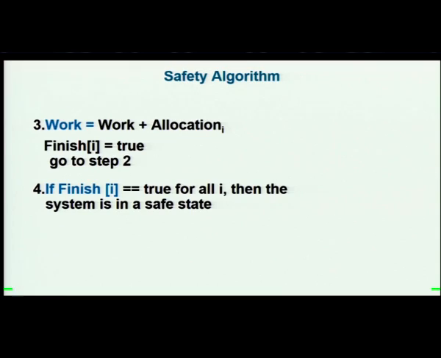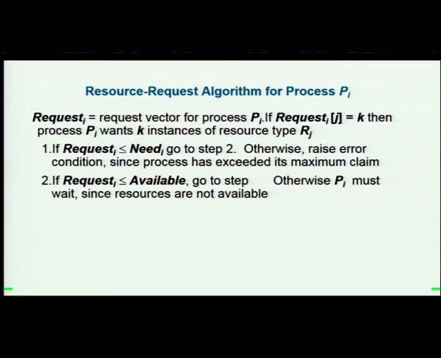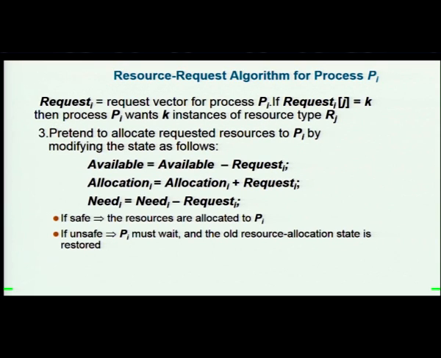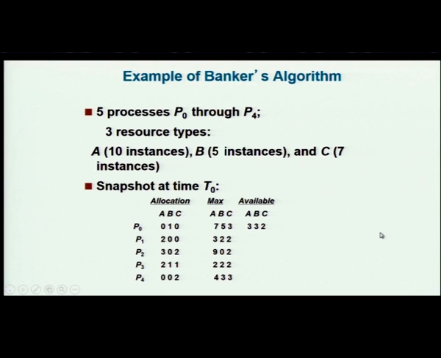This is the safety algorithm. You can read it up in the textbook. Resource request algorithm for process Pi. The notation is clear. The way in which this code is executed is also here. 5 processes, 3 resource types. The previous slides, all of them will give you a notation.